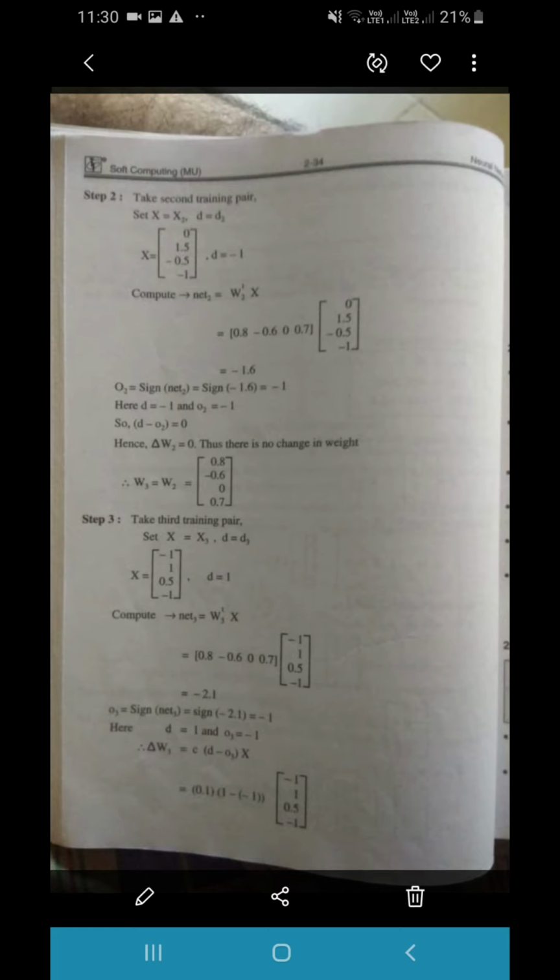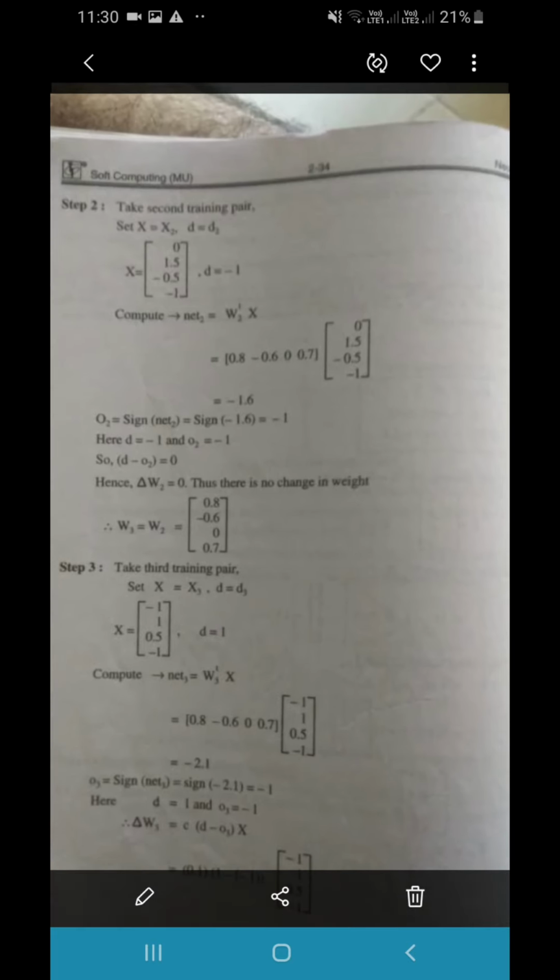Second training pair. Again it is a very simple step, just a repetition of the last step. What is going to change is that in place of X we will have X2 because it is step number 2, and in place of D we will have D2. Then we compute net 2. What is the formula for net 2? It is W2 transpose times X. This is the crucial step: we don't take the initial W, we take the W we found from the last step, that is W2. We multiply it with X, and with simple matrix multiplication we get net 2 as -1.0.